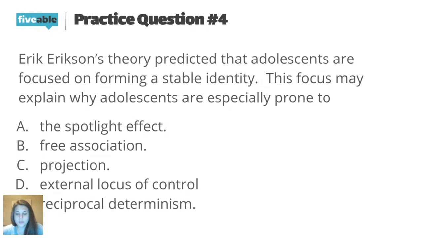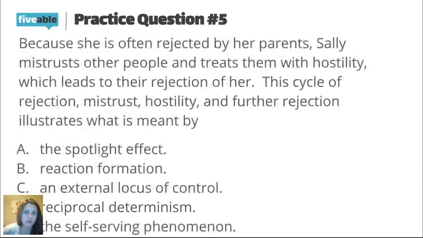All right, and then the last question for tonight. Because she is often rejected by her parents, Sally mistrusts other people and treats them with hostility, which leads to their rejection of her. This cycle of rejection, mistrust, hostility, and further rejection illustrates what is meant by A, B, C, D, or E. We got lots of answers on this one.